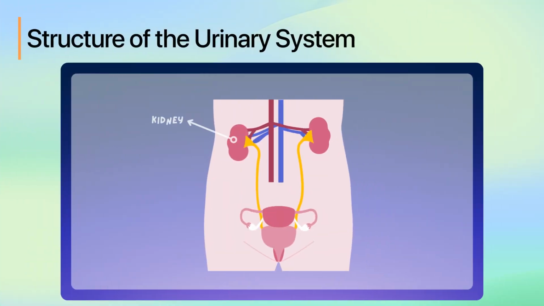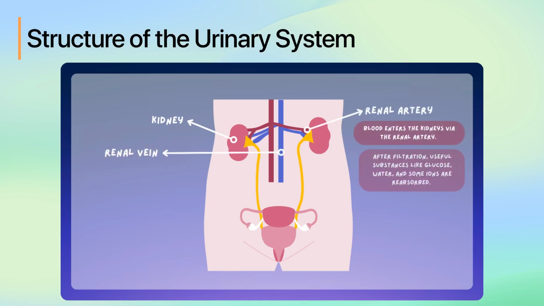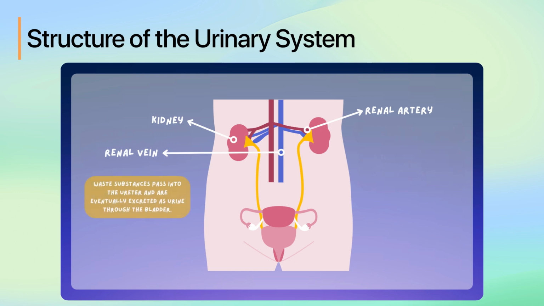The kidneys are the star players of the urinary system. They filter waste products from the blood. Blood enters the kidneys via the renal artery. After filtration, useful substances like glucose, water, and some ions are reabsorbed. Waste substances pass into the ureter and are eventually excreted as urine through the bladder.